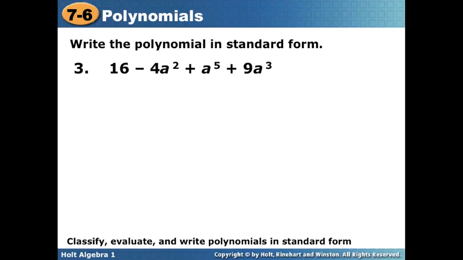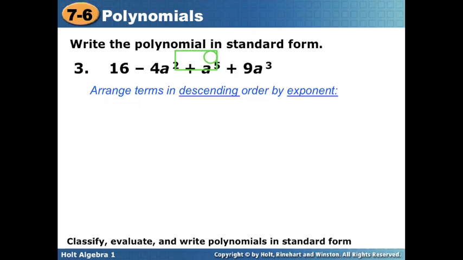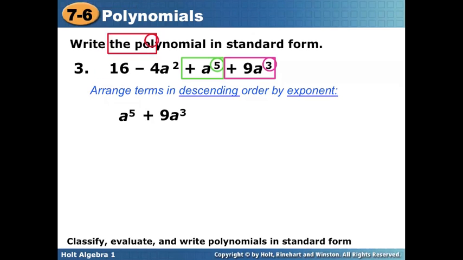Example number 3. Arrange these terms in descending order by the exponent. Notice we will start with the a to the 5th. Next, the positive 9a to the third. The third term will be negative 4a squared. Be sure to take the negative with this term because the 4a squared is negative. You need to keep it negative in your answer.